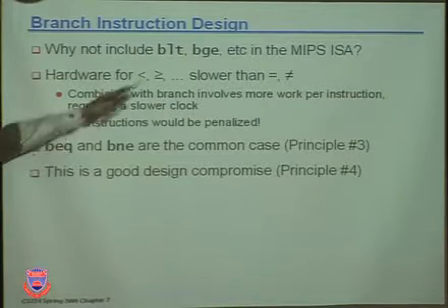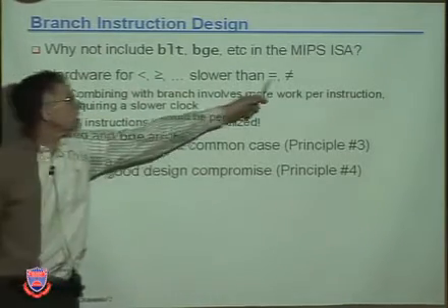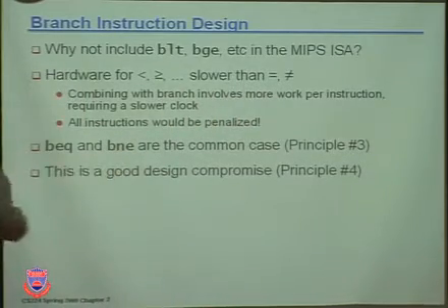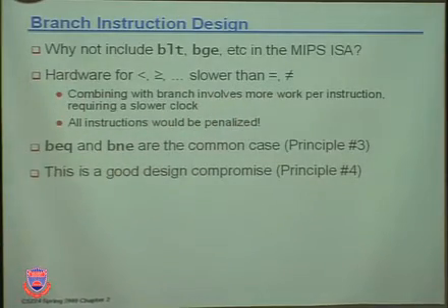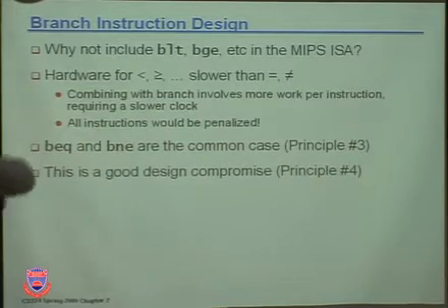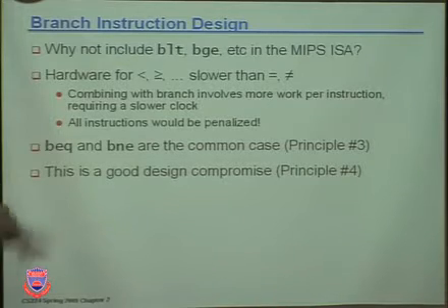If we were to include them in the MIPS ISA and have hardware for these, it would definitely be slower than these kinds of hardware. And by having slower hardware, you'll slow down the cycle time of a single instruction. It does more work per instruction, therefore it would require a slower clock, and then all instructions would be penalized. If you make the clock slower, the whole machine, every instruction, is slowed down.